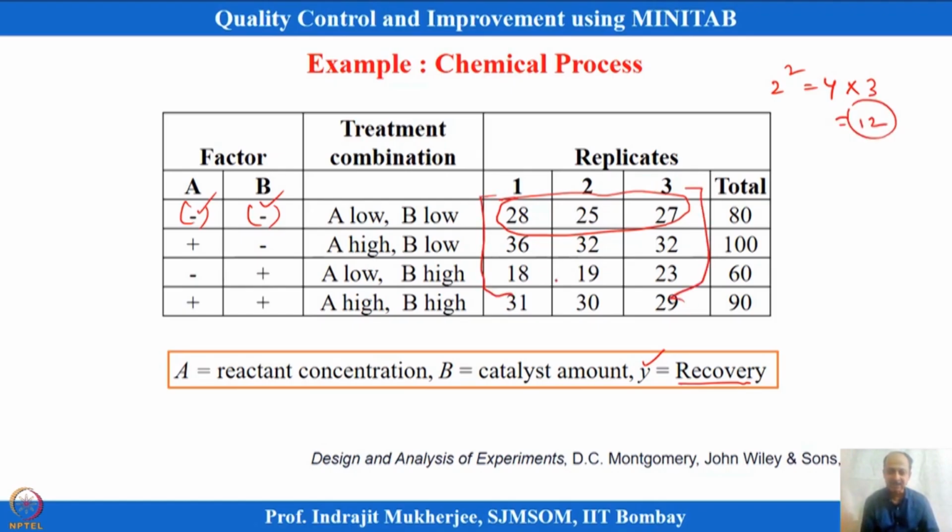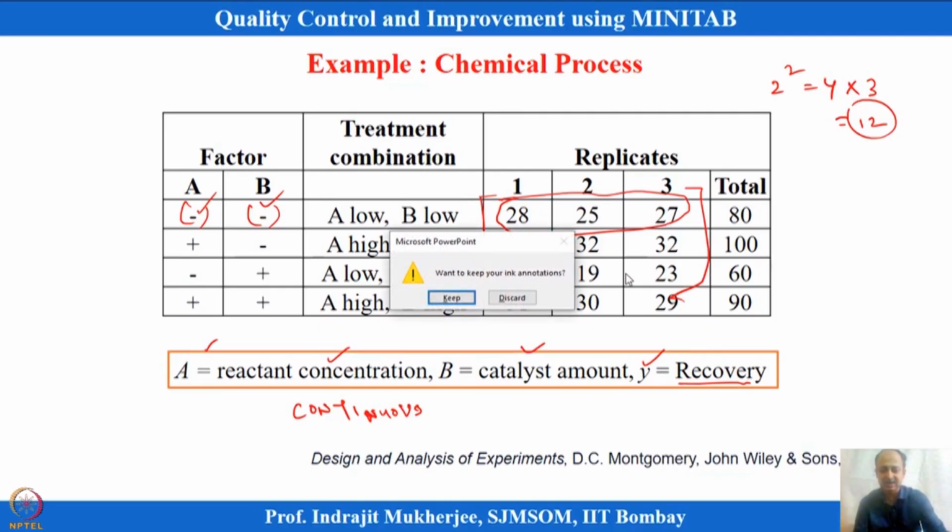Based on this data that is generated over here, we want to analyze what should be the level of A, reaction concentration, and what should be the level of B, that is catalyst amount over here. Both are assumed to be continuous over here. So in this case I want to analyze this experimentation and figure out how I can maximize the recoveries over here. So these are the replications over here.